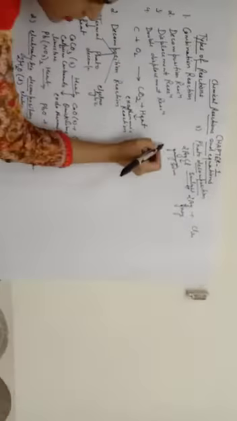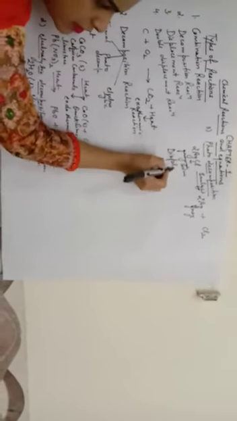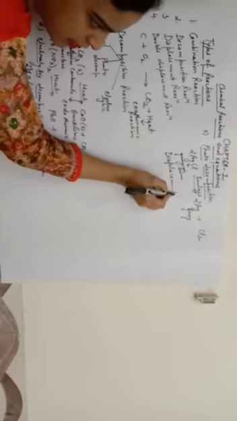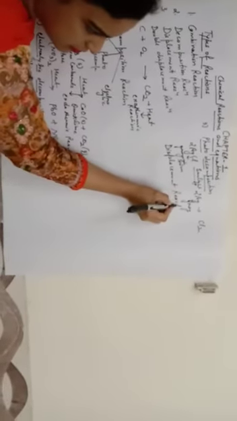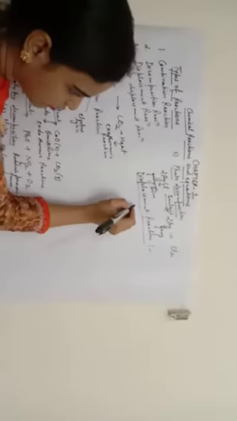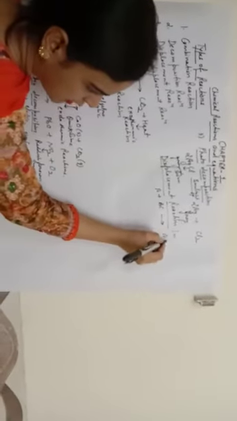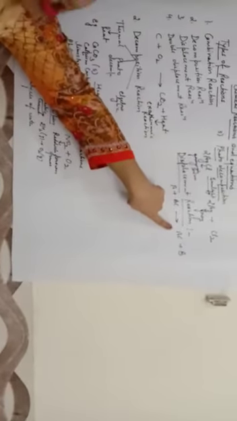The next reaction, another one, is the displacement reaction. Displacement reaction is a type of reaction, suppose A plus BC to form AC plus B, in which the more reactive element displaces the less reactive element. That is called displacement reaction.